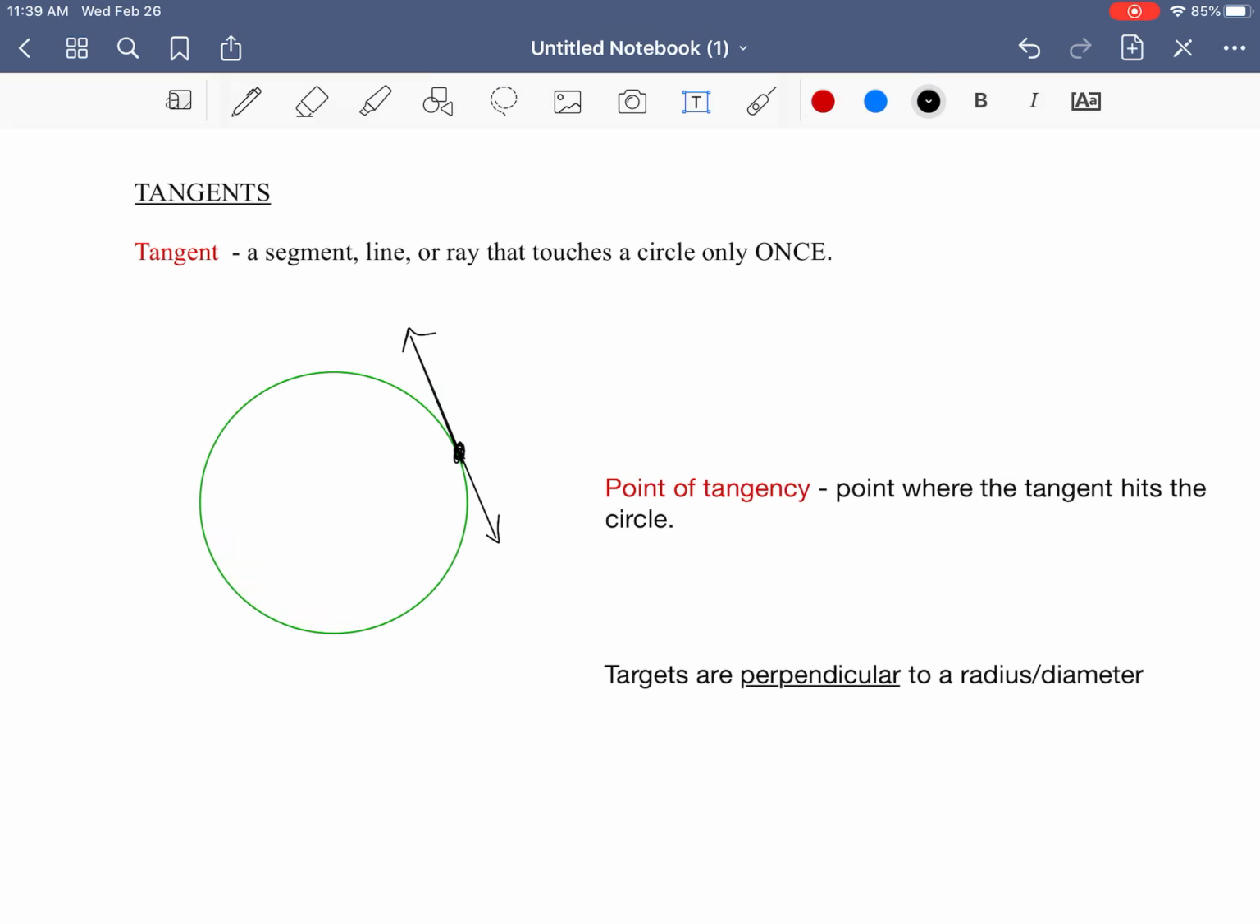Most of the time when we draw segments, they're going to be considered lines, but again, they can stop or be going in one direction. The other vocab word we need to know is what we call the point of tangency, and this is just the point where the tangent line hits the circle.